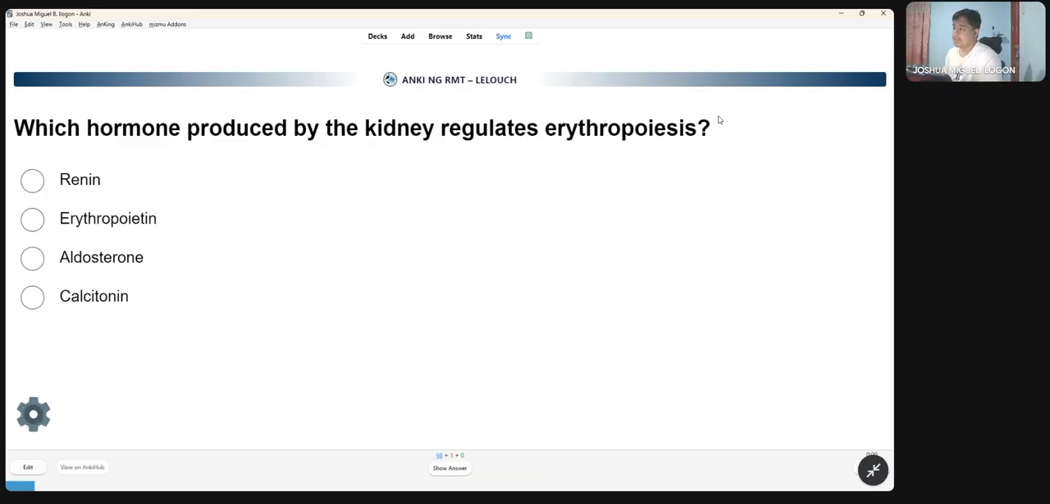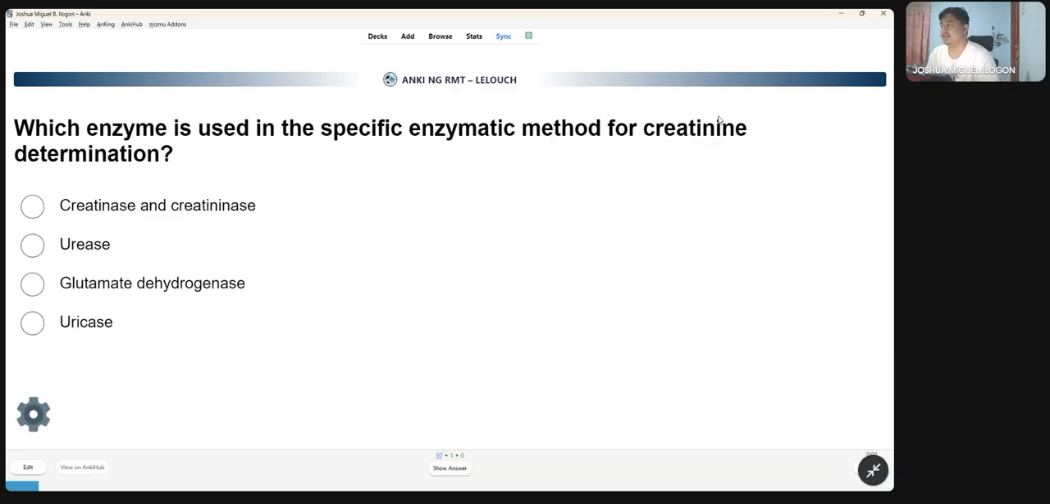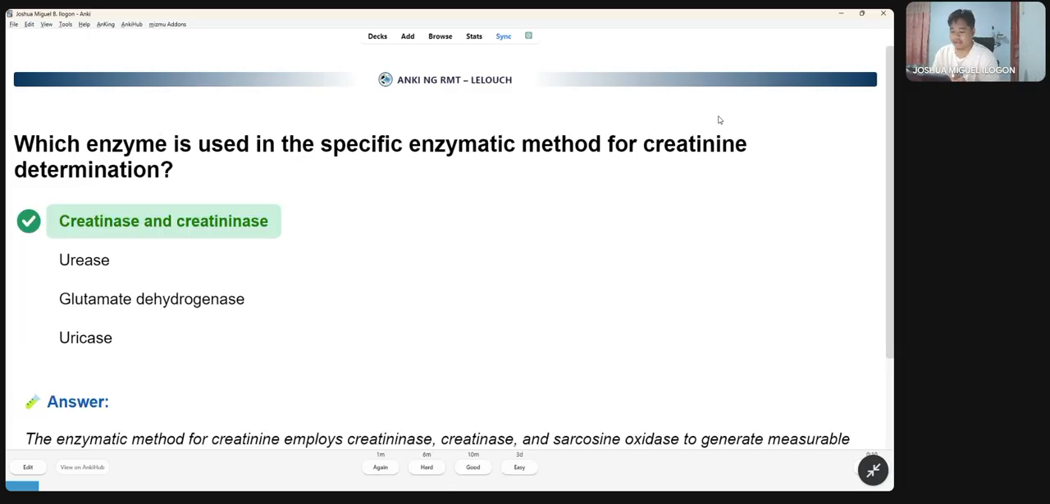Got it. Which hormone produced by the kidney regulates erythropoiesis? Erythropoietin. It's just basic knowledge. The enzyme used in the specific enzymatic method for creatinine determination. Is this creatininase and creatinase? Alright, I'm gonna read about that again.